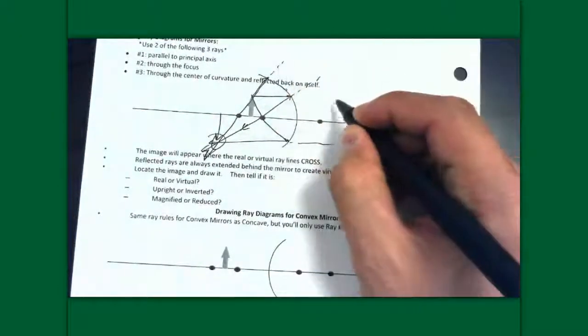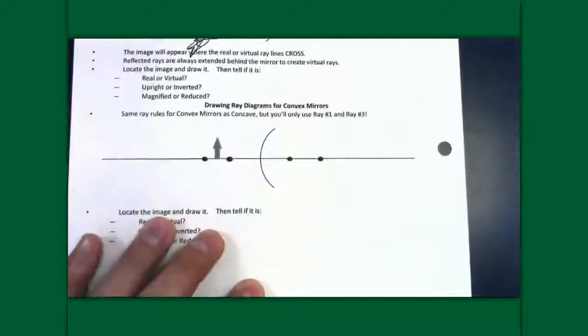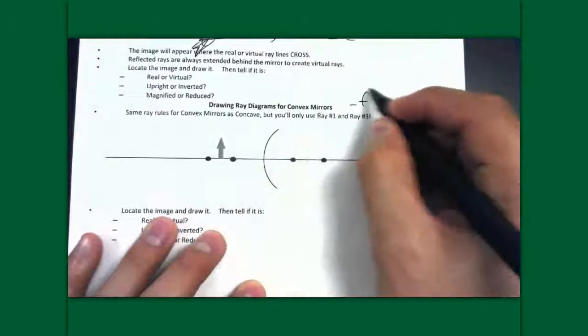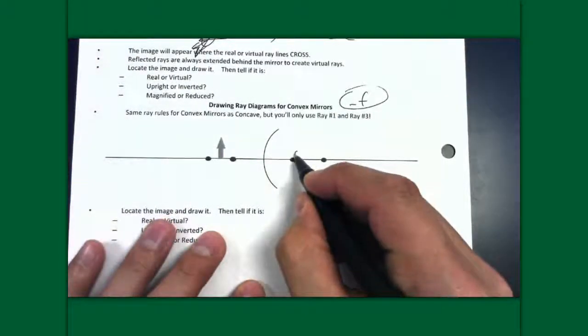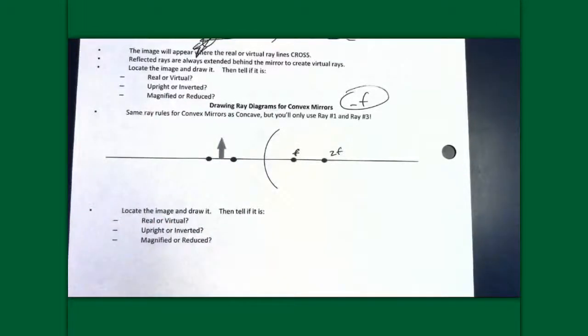Virtual ray. Remember, this mirror has a positive focus, which means the focus is in front of the mirror. Now we're dealing with a convex mirror. Convex mirrors, remember, have a negative focus, which is back here behind the mirror. So there's our focus, and there's our center of curvature.